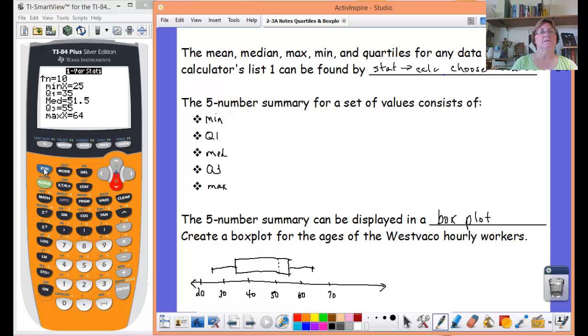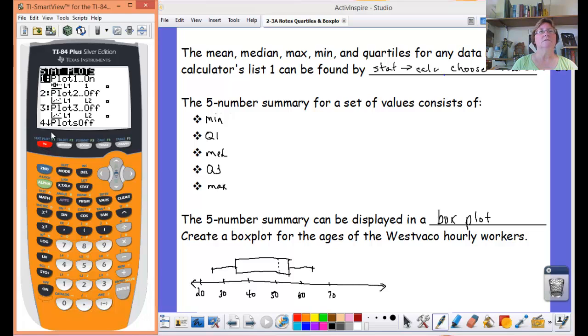That is one of the statistical plots, so second and y equals. You get into plot 1 settings, and the type that you want to choose is box plot. You'll notice that there are 2. My recommendation is that you choose this one that has the little asterisks out to the side, because this box plot shows you outliers.